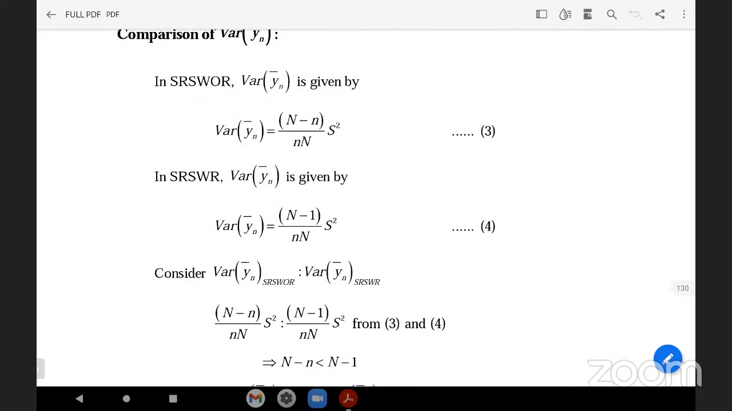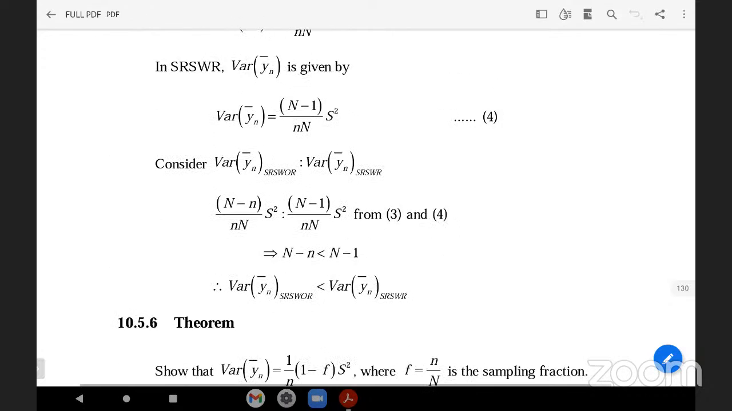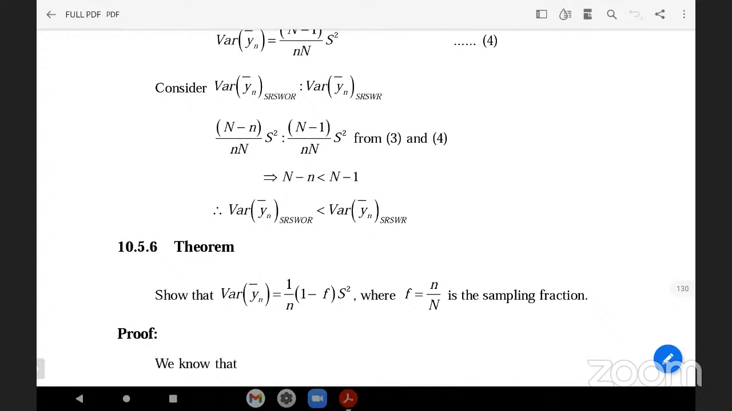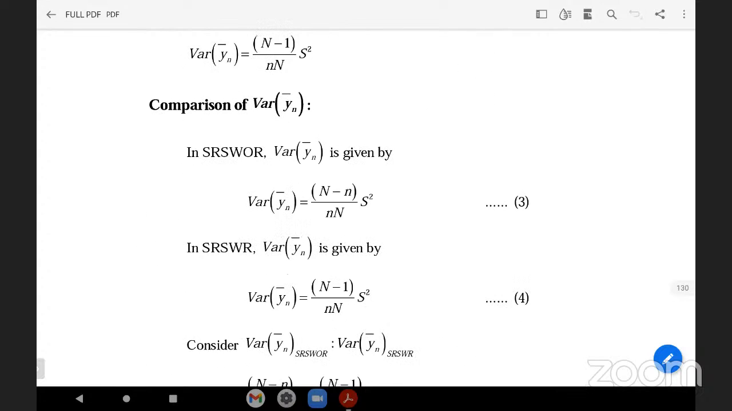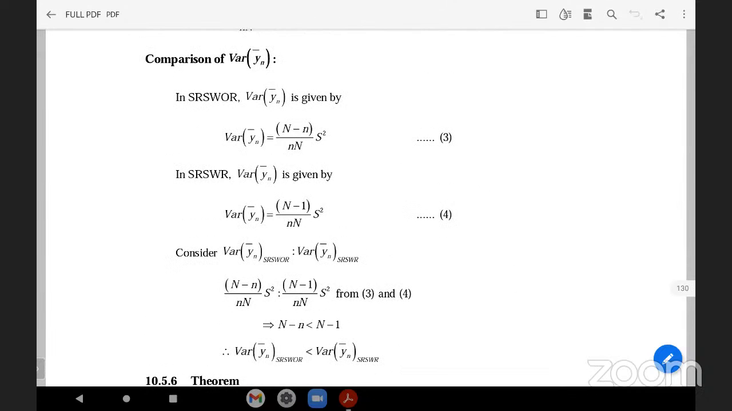So without replacement and with replacement, we have a small variation: capital N minus small n is less than or equal to capital N minus 1. Sometimes you will be asked what the difference is between with replacement and without replacement. Here, without replacement is equation number 3, and with replacement is equation number 4. So what is the difference between both of them?